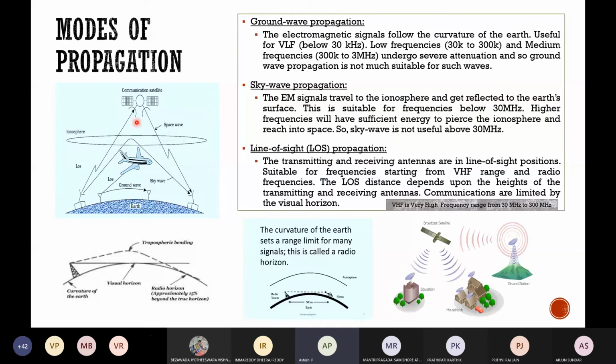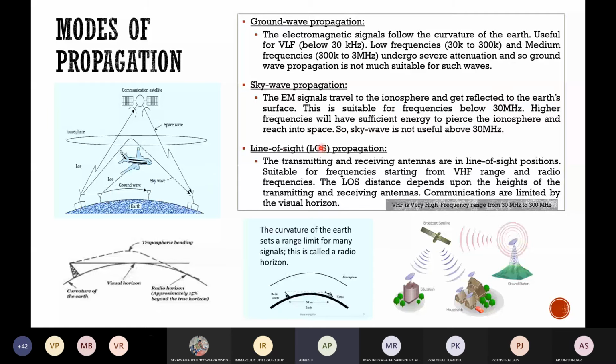This is not line of sight, this is space wave propagation, where we send the signals towards space, and they are so powerful that they can easily penetrate the ionosphere, and go to the desired place like a satellite or some other extraterrestrial object, and they can get reflected from there, and while coming down also they have that much energy to pierce through the ionosphere and come back. So that is space wave propagation. These are the three main types of propagation.